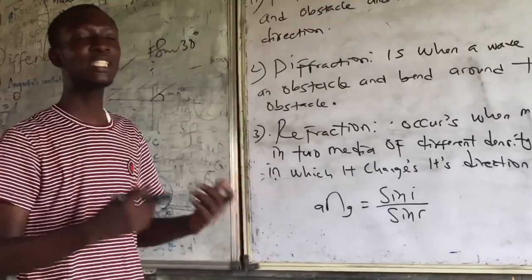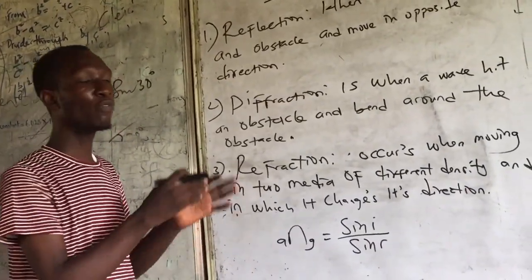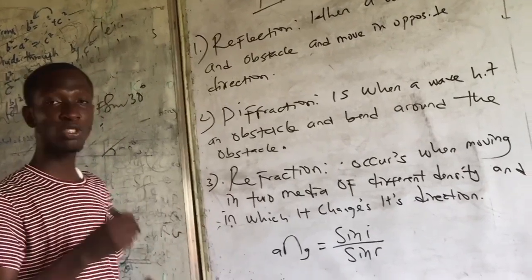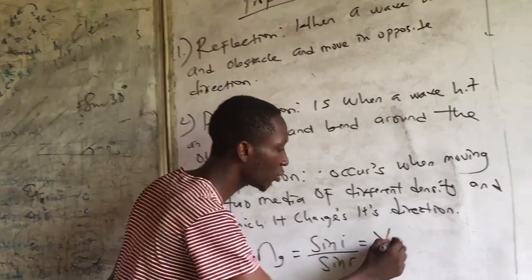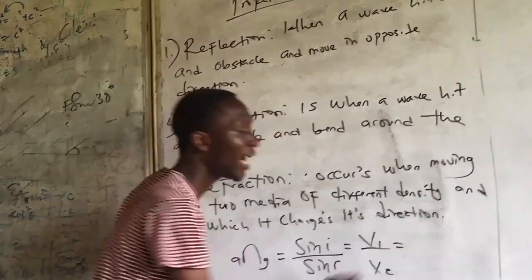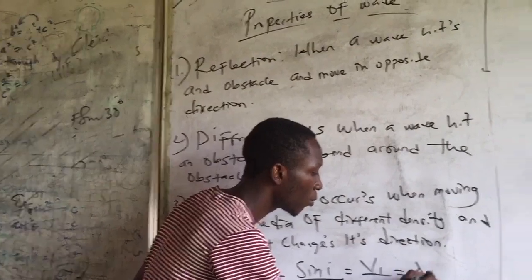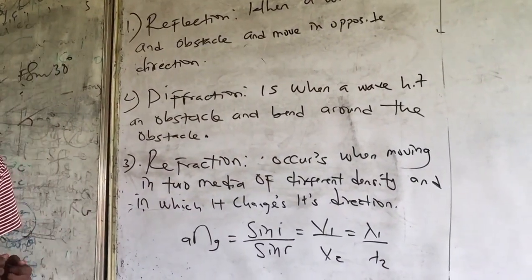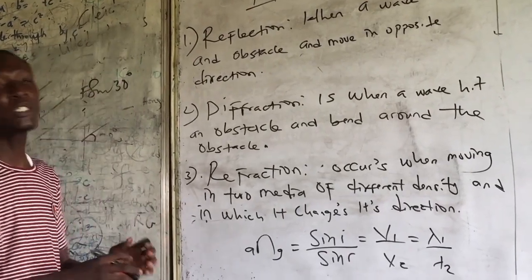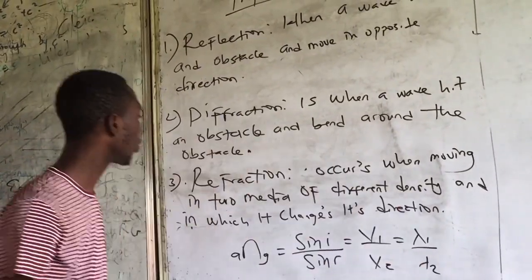Now there is something that changes while the wave is moving from air to the glass medium. The velocity changes. So therefore this formula is just equal to v1 over v2. And then the wavelength changes. Therefore we have λ1 over λ2. So take note of these formulas, very, very important. But the frequency does not change. So these are the properties of waves.